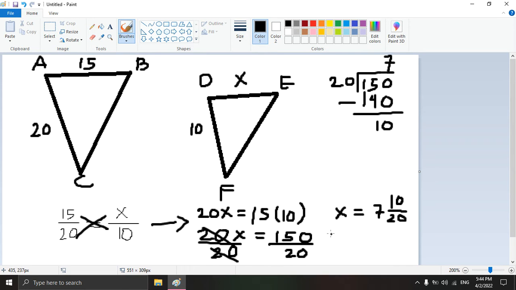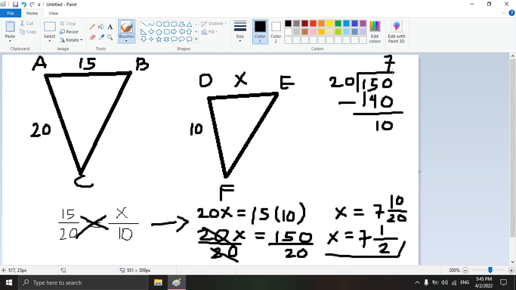So X equals 7, then 10 over 20 can be simplified by dividing by 10. 10 divided by 10 is 1. 20 divided by 10 is 2. So the answer is 7 and 1/2. Or if you're going to express your answer in decimal, you can also do that.